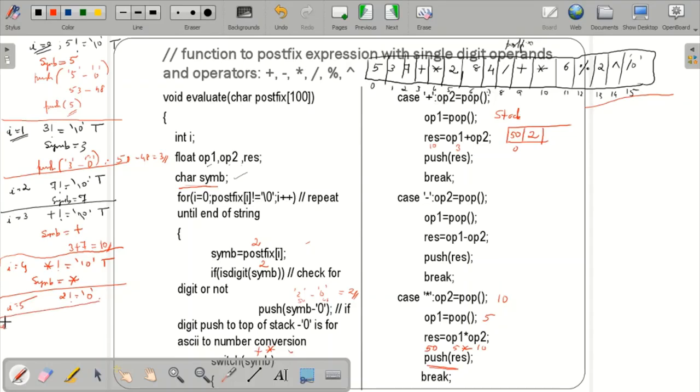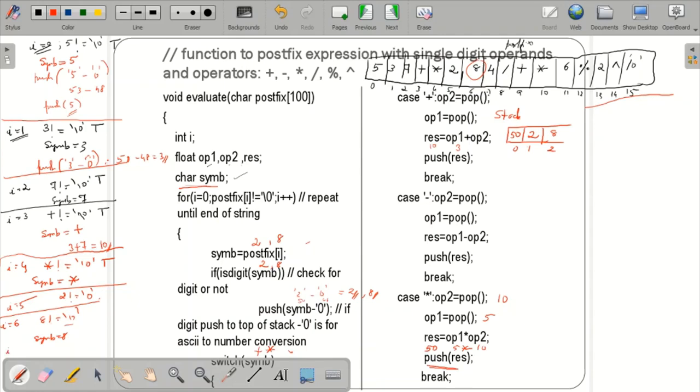So I will be 6 now. When I is equal to 6, check what is there. We have 8, so we'll check 8 not equal to null character. Yes, now sim will be 8. Now isdigit sim 8, yes, true. If so, push sim minus 0. So again you will get 8 itself, that is the ASCII value of 8 minus the value of 0, so it will be 8 itself. So here we'll be pushing 8 onto the stack. Push is nothing but pushing the operand onto the stack. So I pushed 8.